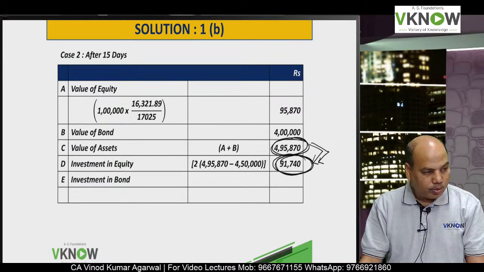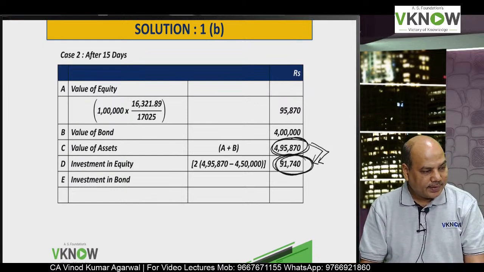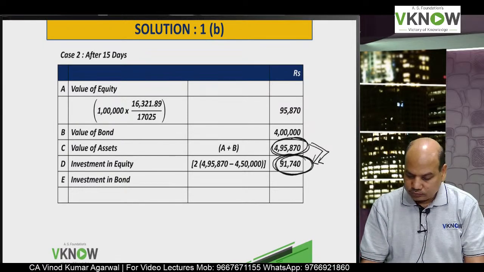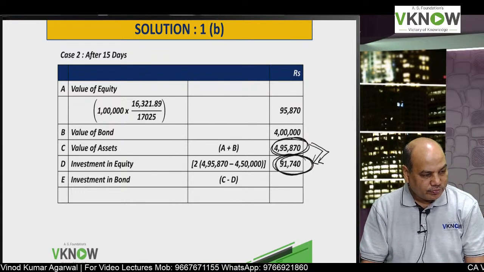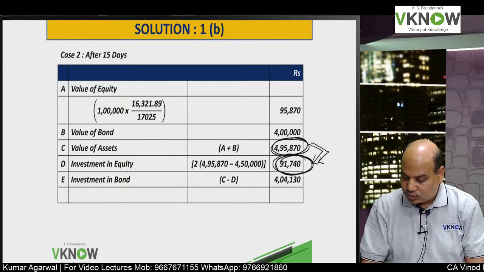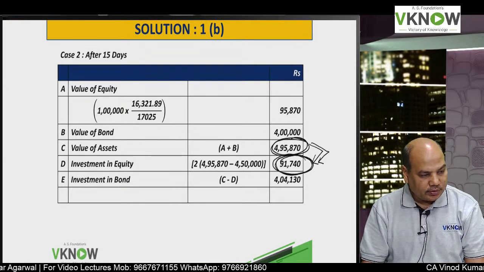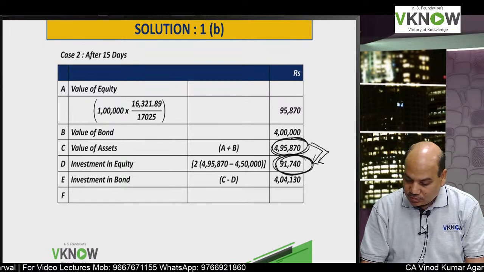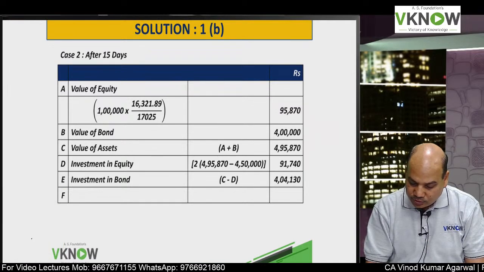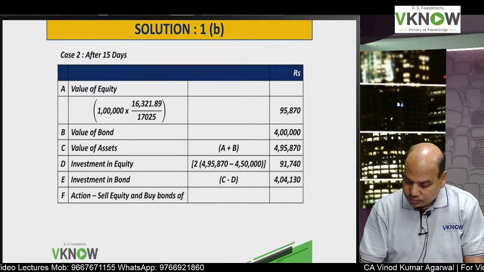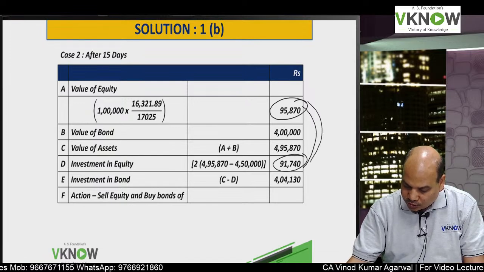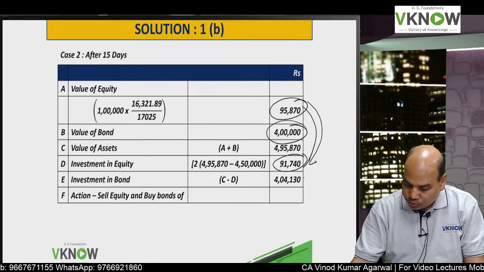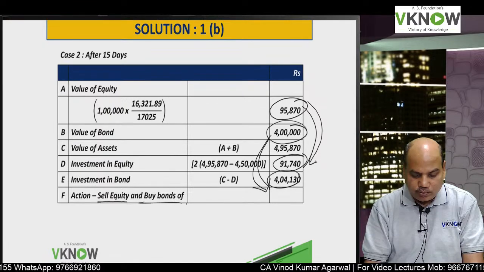So what is the amount to be invested in bond after 15 days? Investment in bond will be C minus D. Very good, Meera. C minus D, 4,04,130. So what is the action you will do? You have to reduce the equity, meaning sell equity, and you have to increase the bond. So sell equity and buy bond.